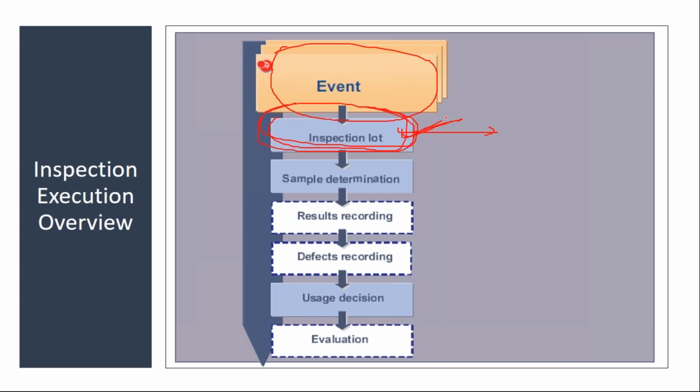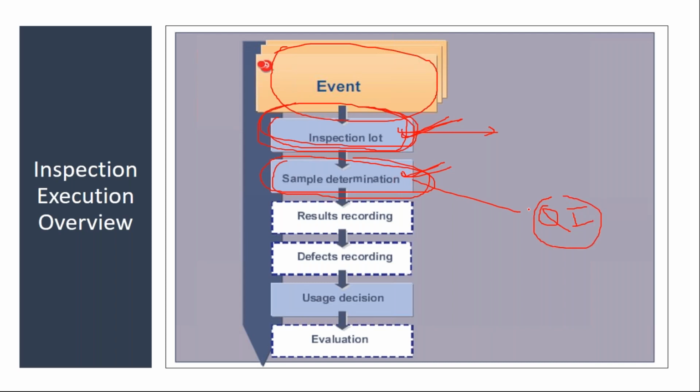Once the inspection lot gets created, there will be a sample determination. You can trigger this sample determination manually or automatically. So there will be a sample determination in the lot. Using that sample, the quality analyst will take the sample and perform the quality inspection in the lab.